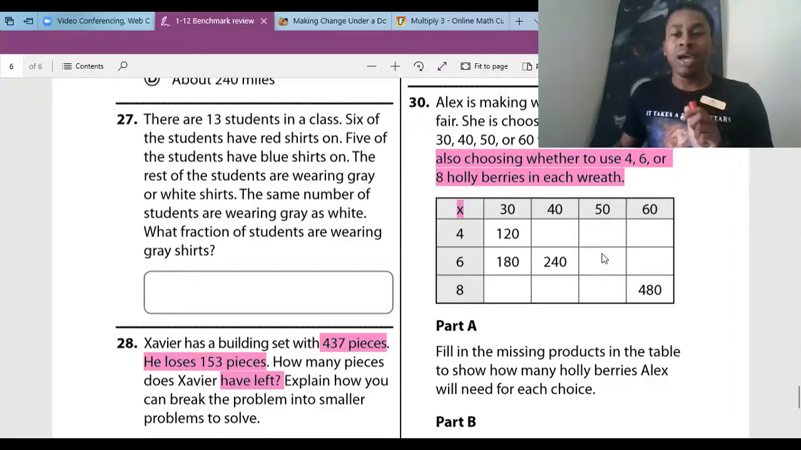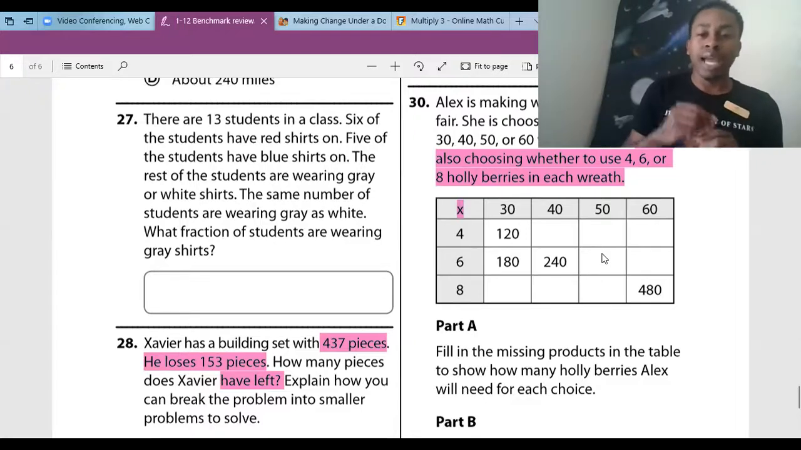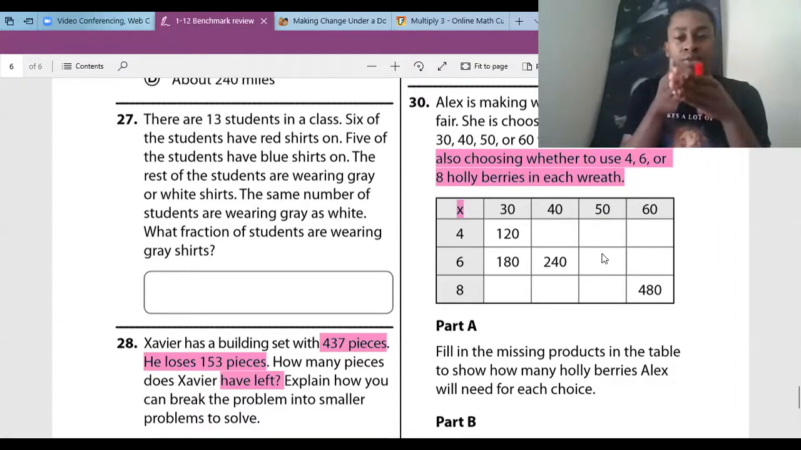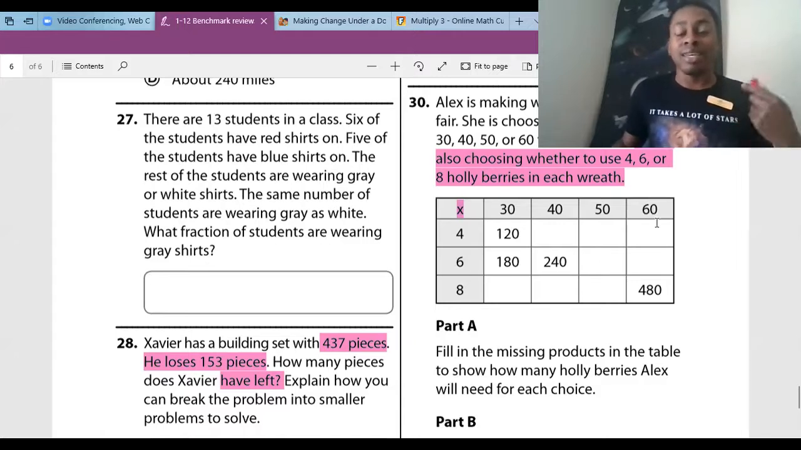6 times 50, all right, 6 times 5 equals 30. I bring down the zeros that I see. I should have 300 for that specific box, okay? 6 times 60, 6 times 6 equals 36. I'm going to bring down the 0 that I see. I should have 360, okay?